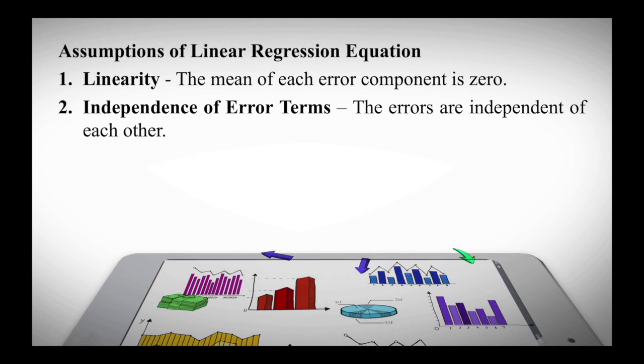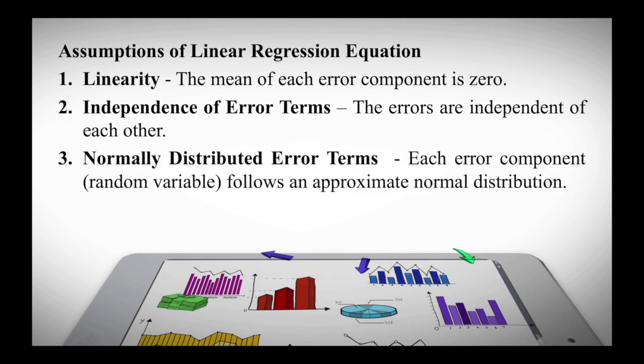So, the errors are independent of each other. The first data has nothing to do with the second, the third, the fourth, etc. The errors they may commit have nothing to do with each other. Okay? Then, next, so third one, normally distributed error terms.